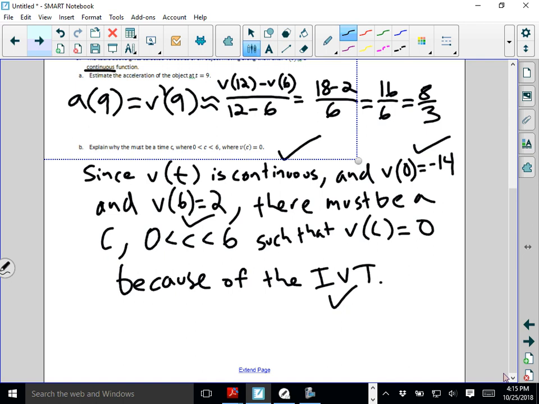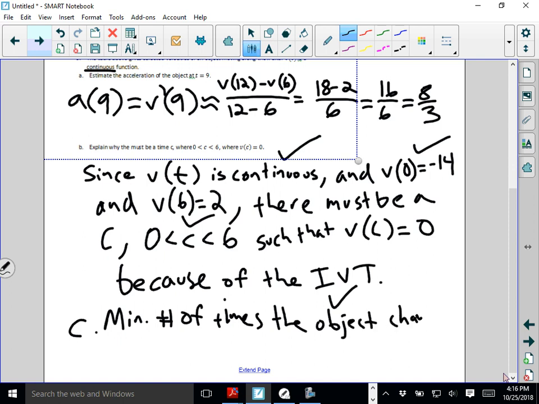All right, there was a question C that cut off. But it was, what is the minimum number of times the object changed directions. Okay. Again, asking about changing directions, I know that velocity has to switch signs. Now, velocity could have switched signs 1,000 times in this interval, right? Because that's the thing about tables. You're really limited on what you know. However, there are some things that we can guarantee as long as this function is continuous.